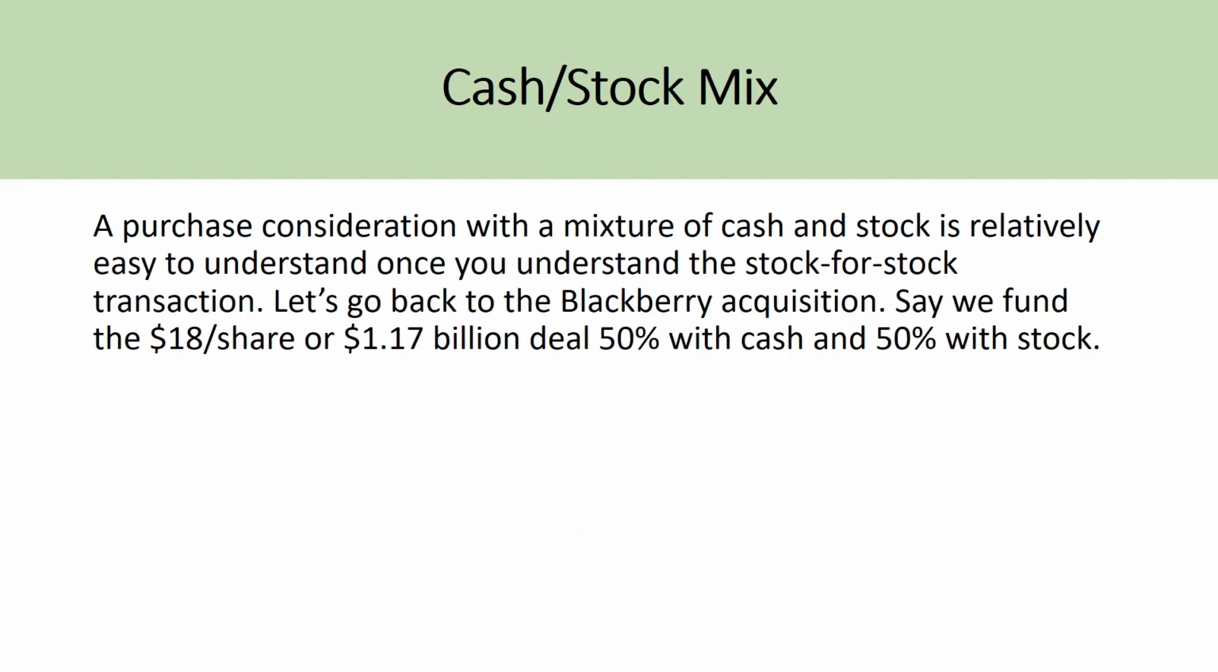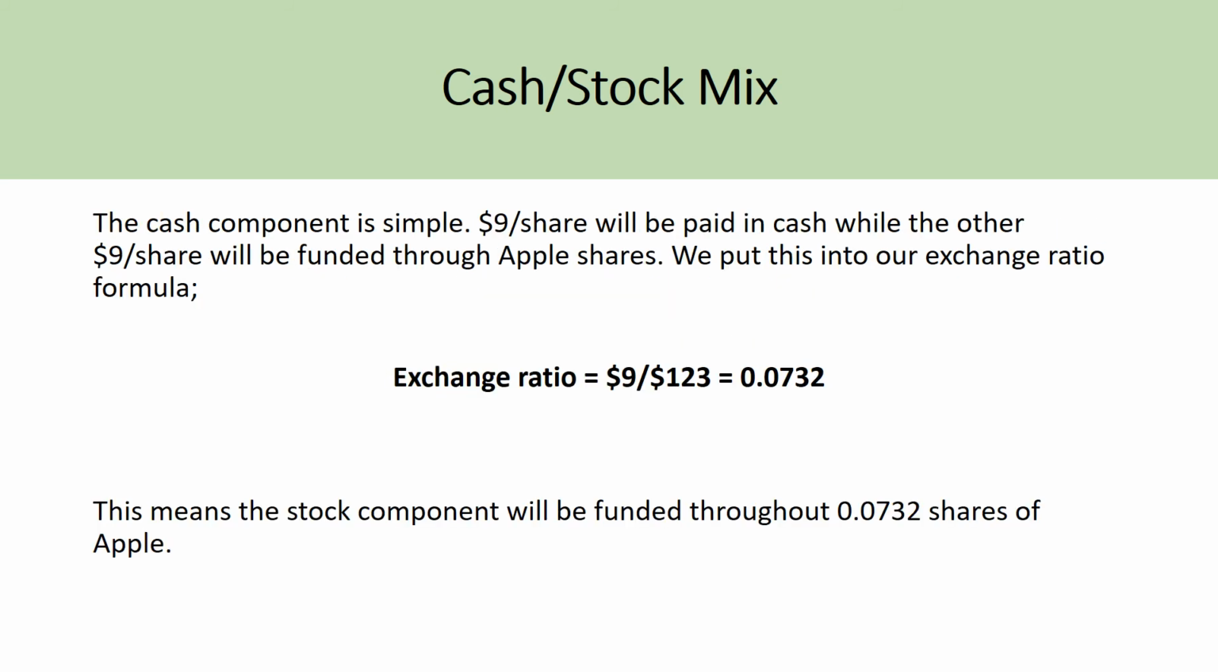Okay? So now the third consideration is a purchase consideration with a mixture of cash and stock, and it is relatively easy to understand once you understand the stock for stock transaction. So let's go back to the BlackBerry acquisition. Say, for example, we fund the $18 per share or the $1.17 billion deal, 50% with cash and 50% with stock. The cash component is simple. 50% of $18 a share is $9 a share, which will be paid in cash, while the other $9 will be funded through Apple shares.